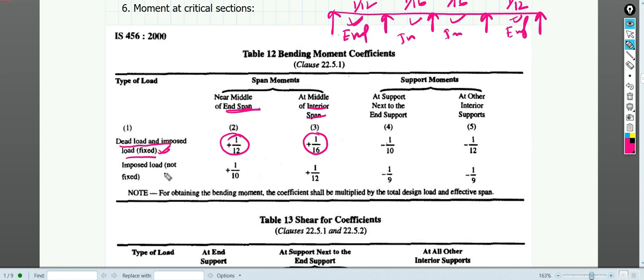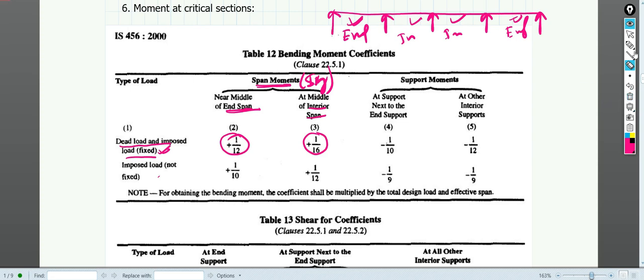Then if you're talking about the imposed load, that means live load, it is 1 by 10 over here, 1 by 10 over here. We are talking about only sagging moment, because the span moment we are talking, sagging moment. Okay, 1 by 10 over here, 1 by 10 over here, and 1 by 12 over here, 1 by 12 over here. Understood?